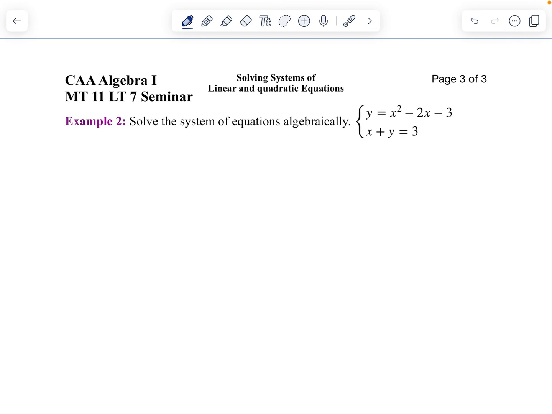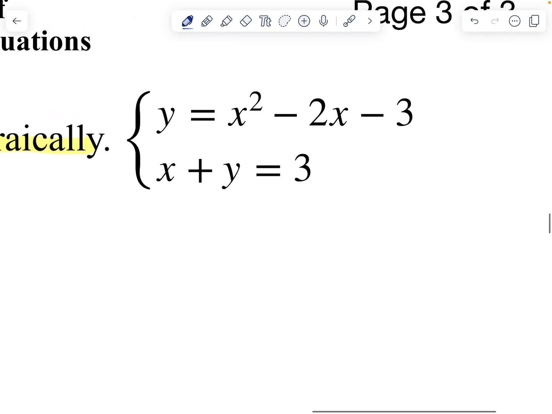Now, when we solve a system algebraically, it's a little bit more involved. We're going to use substitution because we can't use elimination because we have an x squared and an x. They're not going to cancel out. So the first thing I want you to do is get y by itself in both equations. Notice on this one, it was nice to you as the first equation already has y by itself.